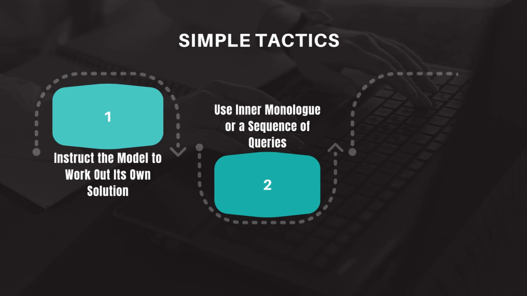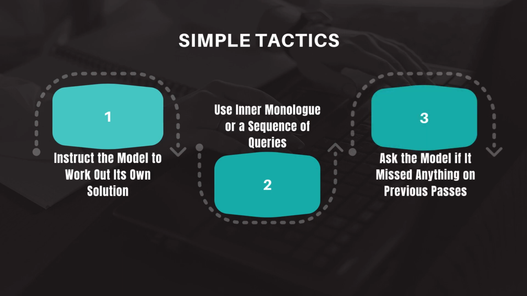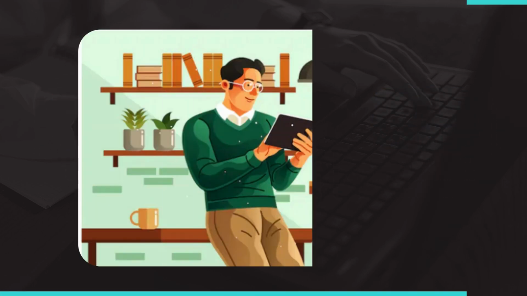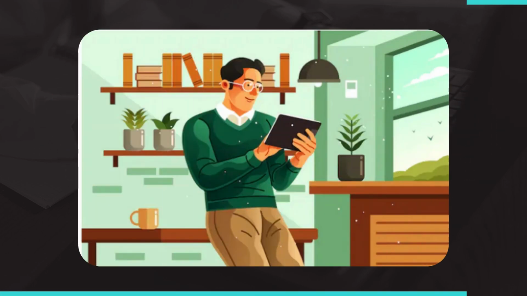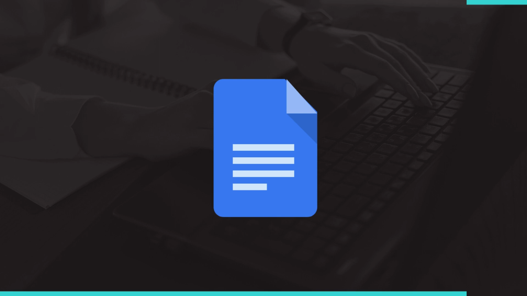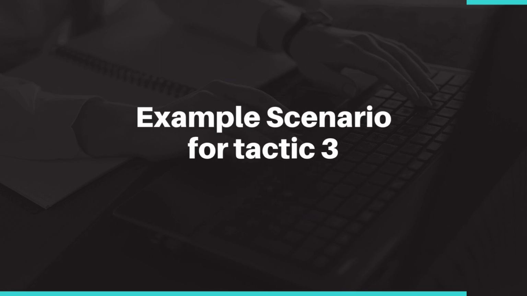Tactic number 3: ask the model if it missed anything on previous passes. Lastly, imagine you are sifting through a document and you want to make sure the model did not miss any important detail. We can ask it to double check the document. Let me illustrate with an example scenario for tactic 3.